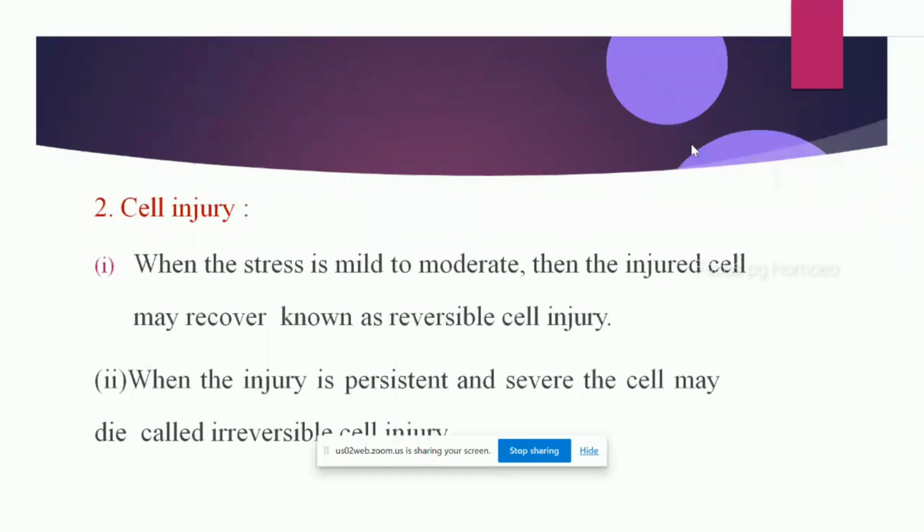Then next one is cell injury. When the stress is mild to moderate, the injured cell may recover, known as reversible cell injury. When the injury persists and is severe, the cell may die, called irreversible cell injury. So cell injury is mainly of two types.